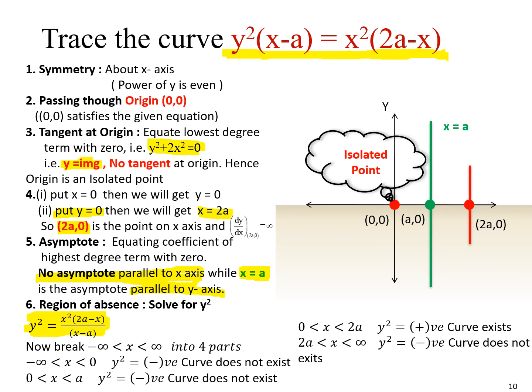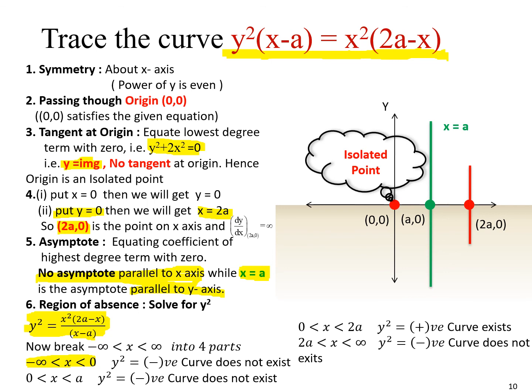So you will get x equal to 0, x is equal to 2a, and x is equal to a. So now this minus infinity to infinity axis is divided into 4 parts. That is minus infinity to 0, means x is negative. If we put x negative here, then we will get y square altogether negative because x square is positive, 2a minus x is positive, but x minus a will be negative. So the curve does not exist in that area. But now if x is from 0 to a, here x square is positive, 2a minus x is also positive, but x minus a is negative. So altogether it is negative. Again the curve does not exist.